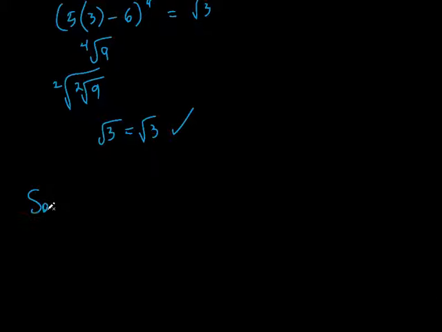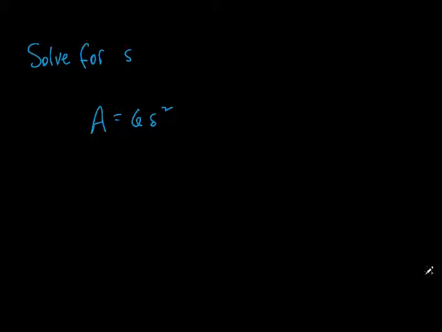Here's what they tell you to do. They say solve, in this case, solve for S. And watch. It's A equals 6S squared. This shouldn't be that hard, okay? It's just getting rid of a square root. Or it's getting rid of a square by square rooting.